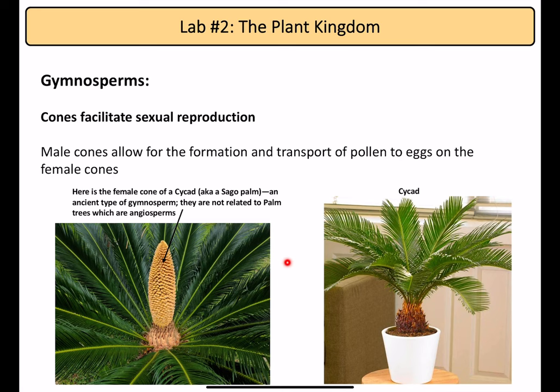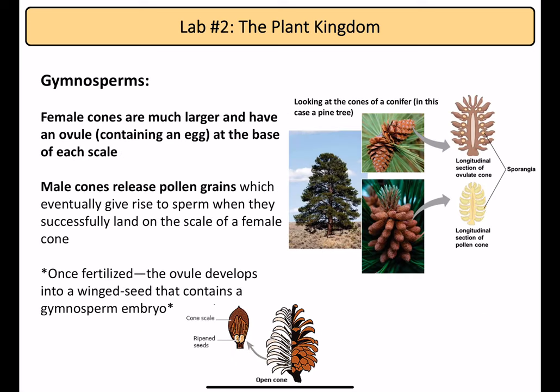So I want you to understand at this point that cones are reproductive structures that facilitate sexual reproduction for the plant. Again, pollen is produced from and released from the male cones. Eggs are located on the female cones. And here's a more familiar example for you. We're still talking about gymnosperms here. Here's a conifer, specifically a pine tree. And I'm sure you've seen a female pine cone.